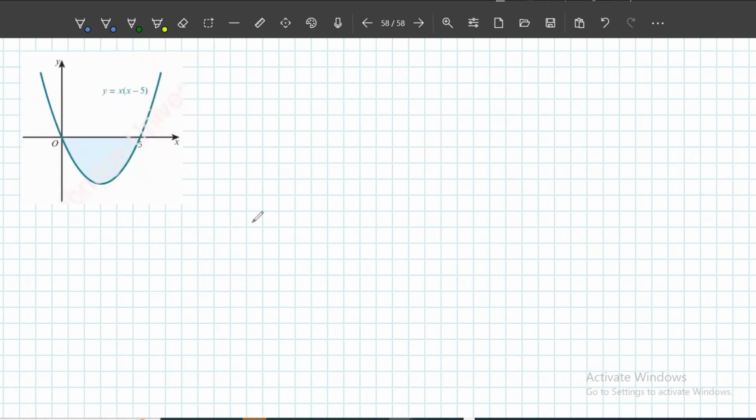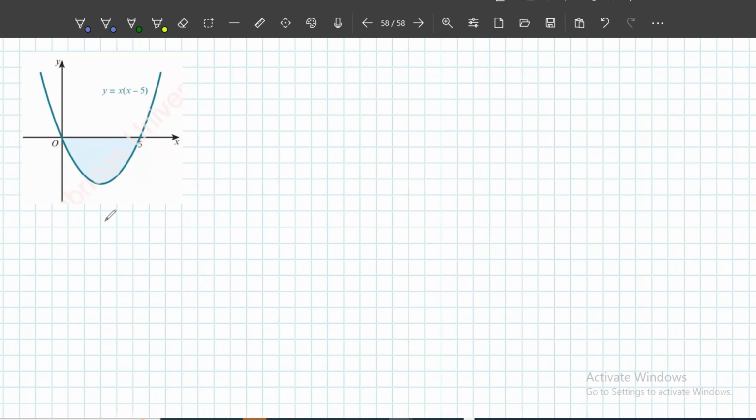Yes, viewers, we try one more question related to area under the curve, and remember here you can see that the area bounded by the curve is below the x-axis. In this case, at the end you will find the answer in negative, but remember that area under the curve is always positive, so we will consider it as a positive answer. But the way to solve this question is exactly the same as we have done in the previous question.